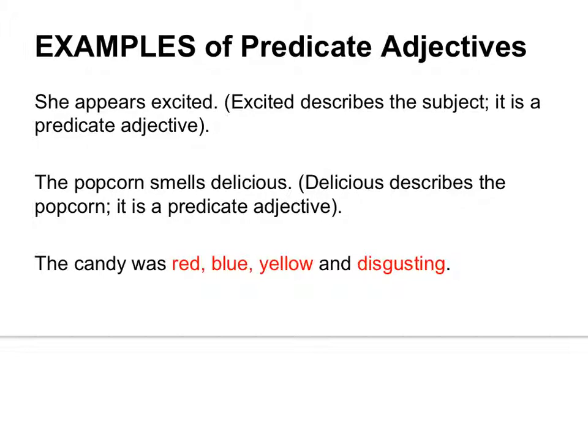Note that you also can have compound predicate adjectives. The candy was red, blue, yellow, and disgusting. So all of these are predicate adjectives. They're combined with the word and.